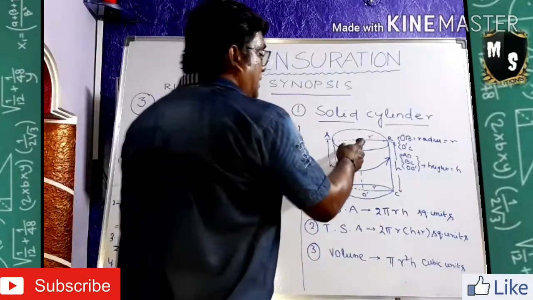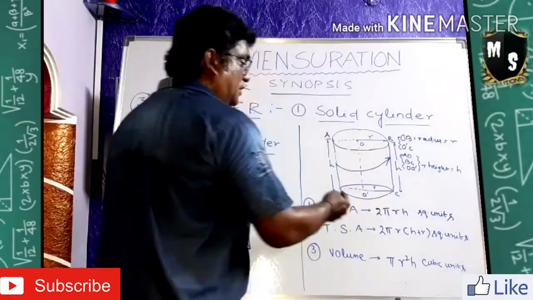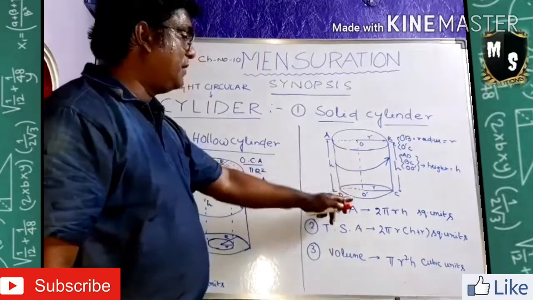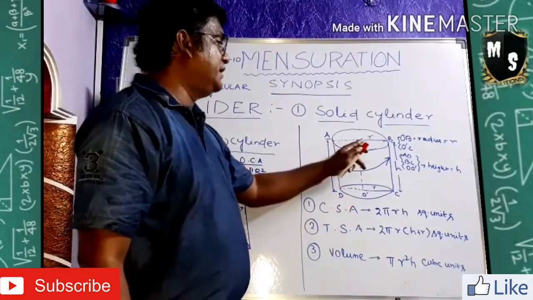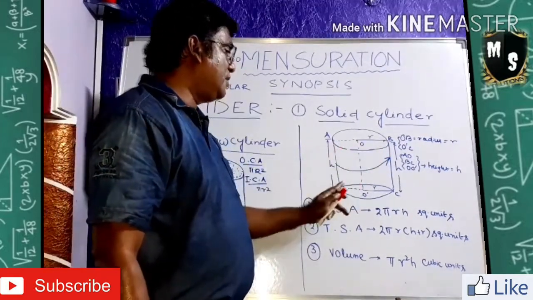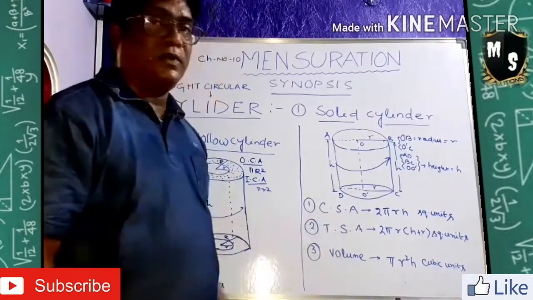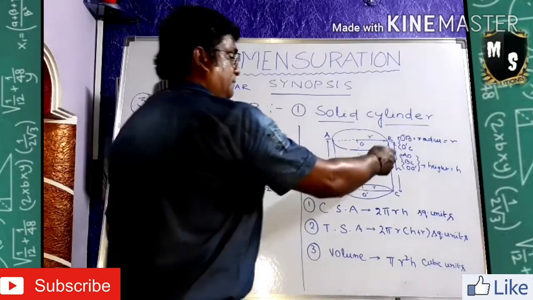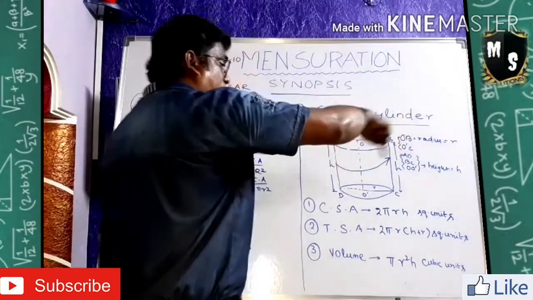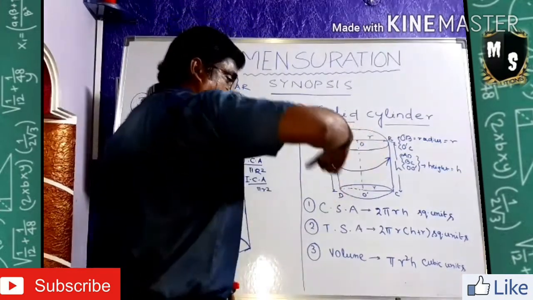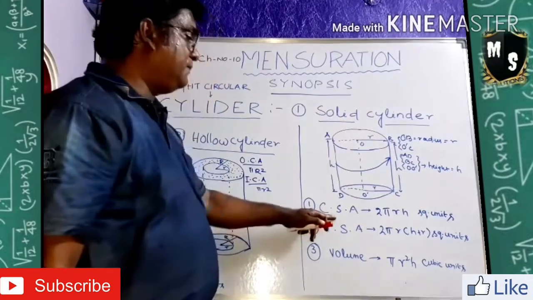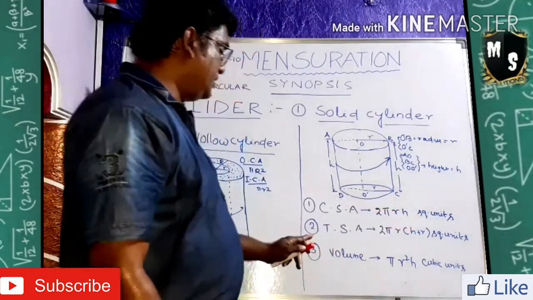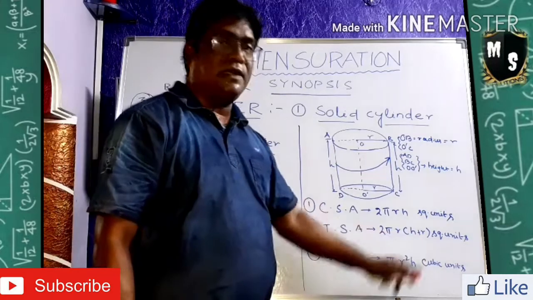So there is a top circle and a bottom circle. Two identical circles are available, and therefore the radius of the circle and the height of the cylinder will give you some formulas: CSA, TSA and volume. CSA is the curved surface area, meaning the surrounding surface. The CSA is 2 pi RH, and the TSA is 2 pi R into (H plus R).